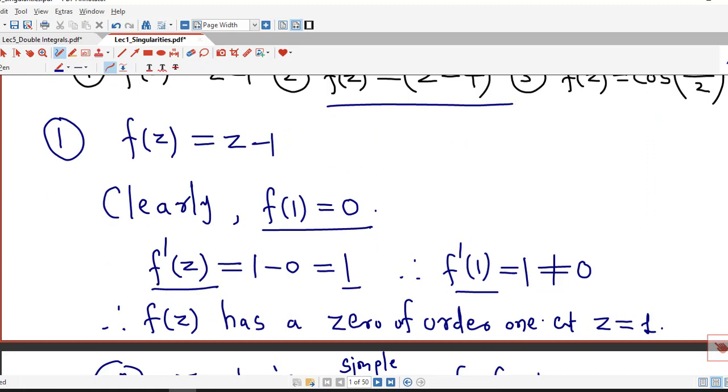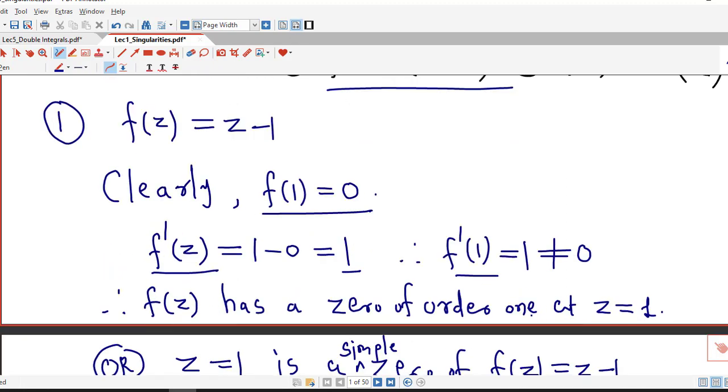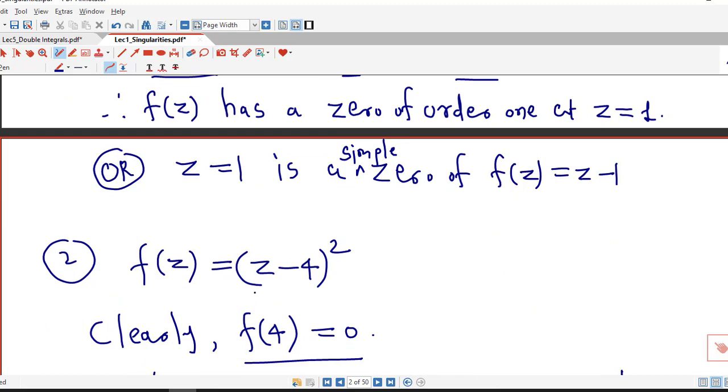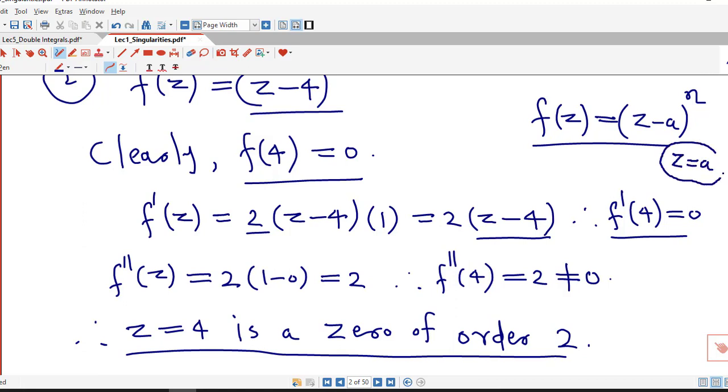So from these two examples, here we have power of z minus 1 is 1. So we have obtained that z equal to 1 is a 0 of order 1. Here we have the second power of z minus 4, and we observe that z equal to 4 is a 0 of second order. So we can generalize this for this type of functions. If we have f of z equal to z minus a raised to n, then z equal to a will be a 0 of order n whenever we have this type of function.